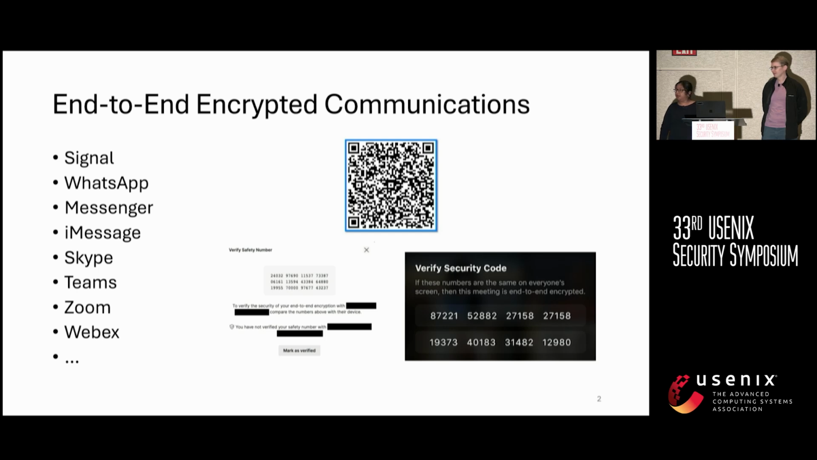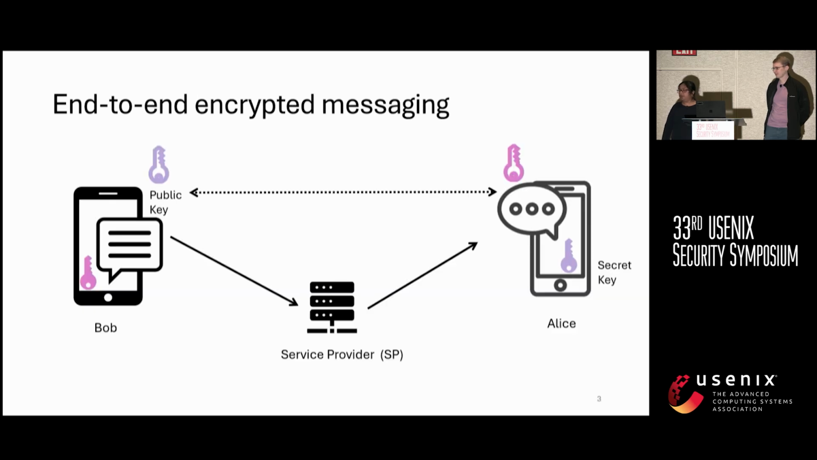So in end-to-end encrypted communication systems, to verify that you're talking to the right endpoint, you're getting the right public key, you usually have some form of QR code scanning or checking a security code. So what exactly is that? If we look underneath the system, the point of end-to-end encrypted messaging is that when Bob is sending a message to Alice, the message is encrypted on Bob's device, and even though it is passed through a service provider, it is decrypted on Alice's device, and the service provider should not be able to decrypt and read it.